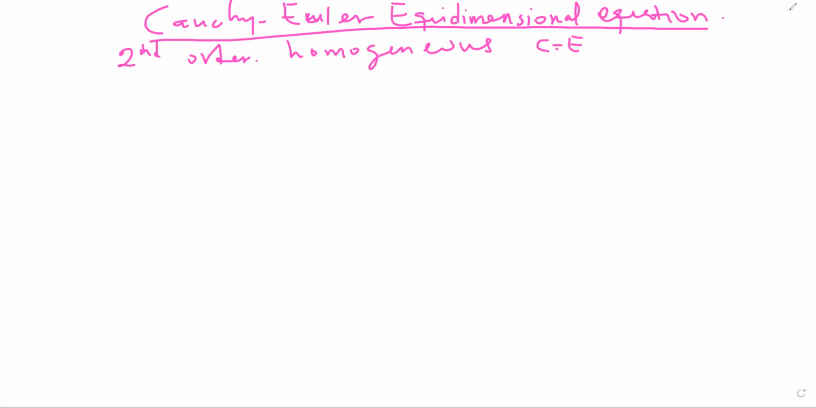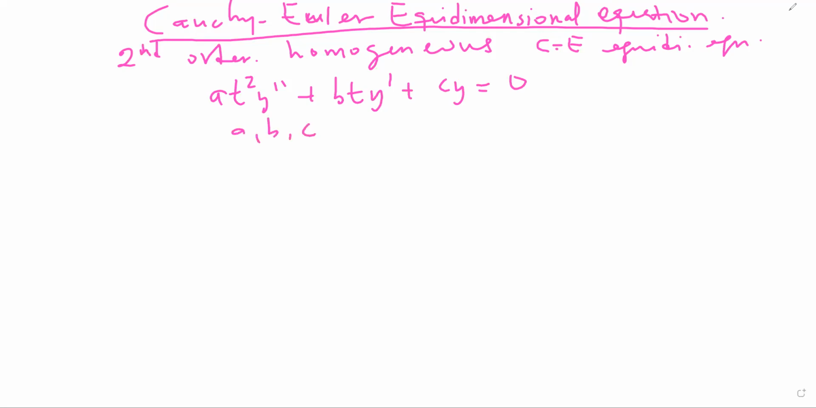A second order homogeneous Cauchy-Euler equidimensional equation has the form a t squared y double prime plus b t y prime plus c y is equal to 0, where a, b, c are constants, and particularly a is not equal to 0.